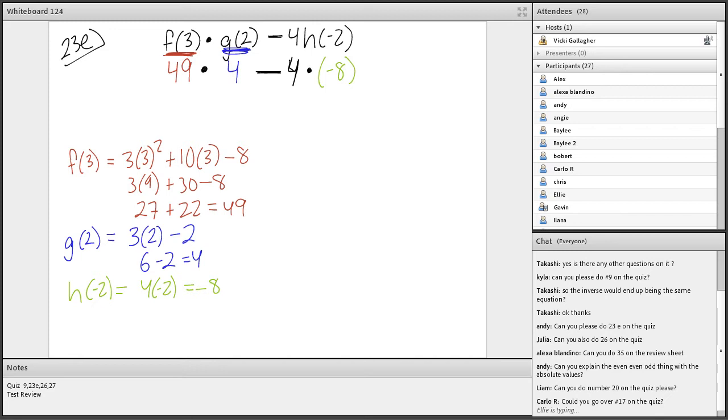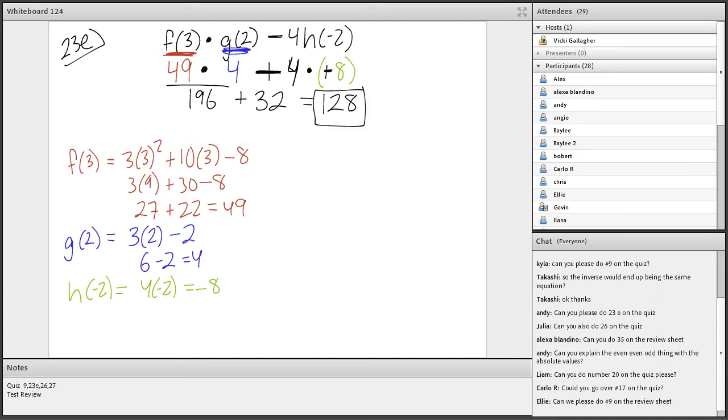All right, and now I have an order of operations problem. I'm going to do 49 times 4, which is 196. This was subtraction, and I'm subtracting, and I have this negative over here. So those are going to cancel out to be a plus sign. And then 4 times 8 is 32. And then 196 plus 32 is 228. And then that's the final answer for that problem.